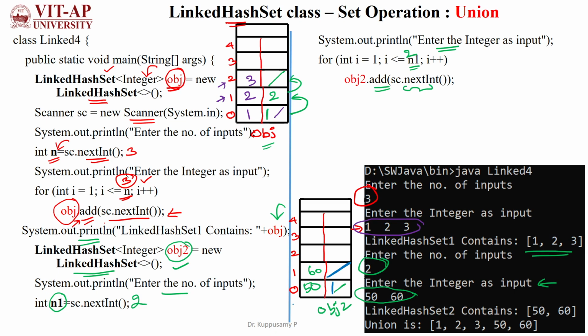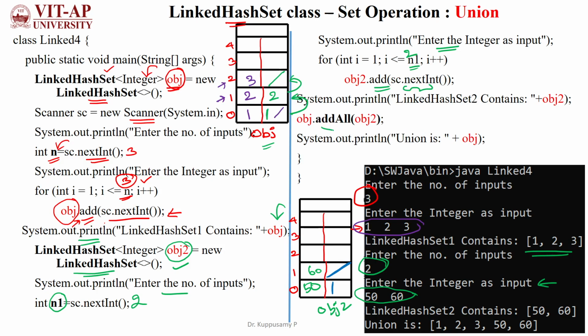So now the two hash structures are available. Based on that, we are going to perform another operation, that is union. In a union operation, we use the addAll method. So the addAll method is making the union. That means inside obj we have 3 elements, 1 2 3, and in obj2 we have 50 and 60 as per this statement. Then we are going to add all the elements of obj2 into obj.